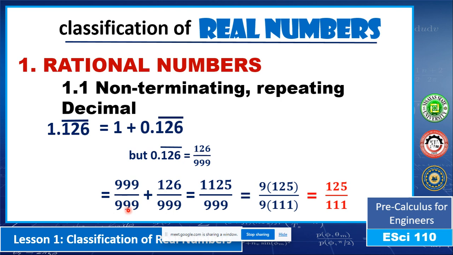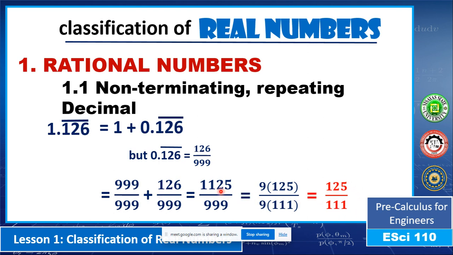So parang ganun lang. After this, since you already know this, and we convert 1 into fraction form, you can now directly add. So add 999 plus 126. You will get this number, 1125 over 999. But we're still far from our answer. So what are we going to do?